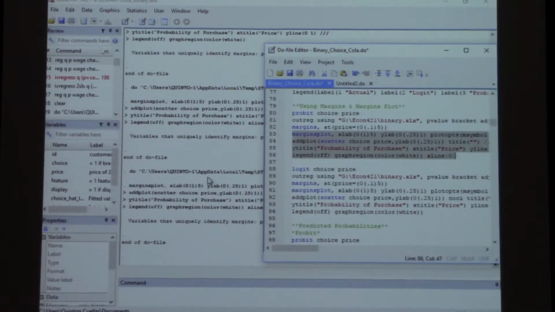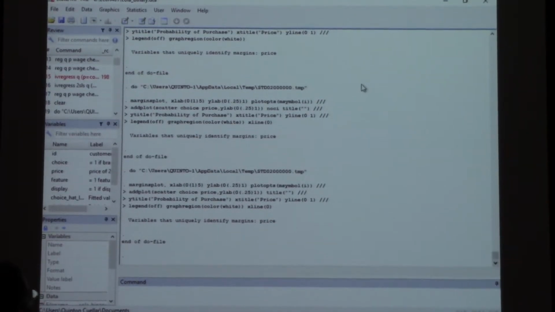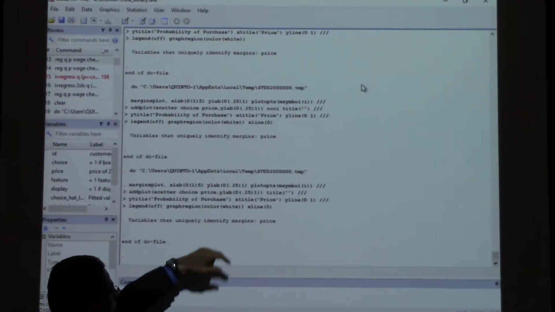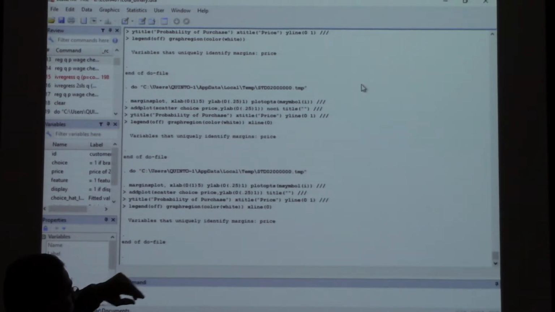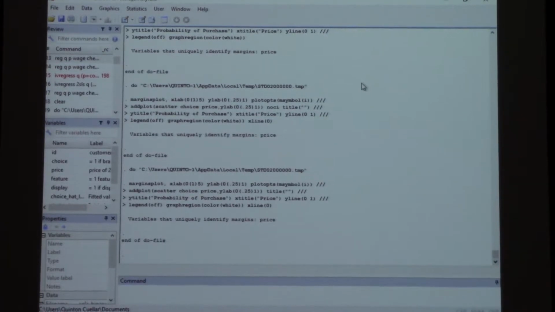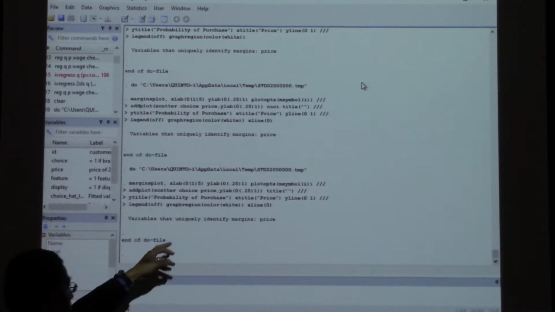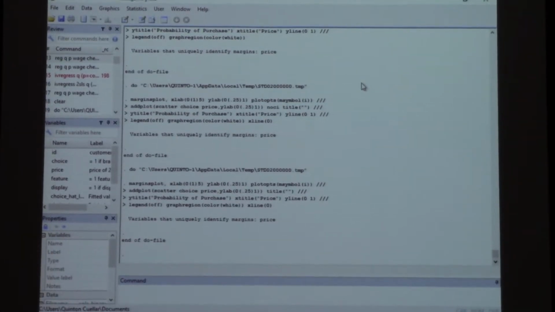What else is in there? Let's see. You've got a title, which I got rid of. I put a y title, an x title. I put a y line at 0 and 1, so that we can see where the probability of 0 and the probability of 1 are. Get rid of the legend. My standard graph region color thing, I tend to put on everything.